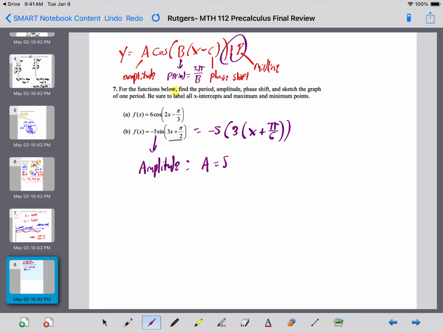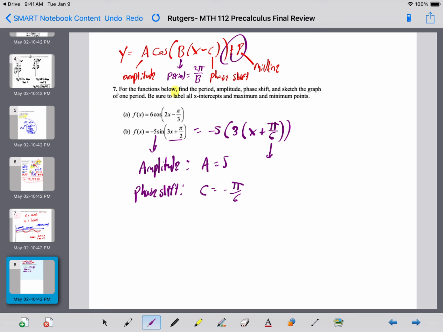So, again, we have our phase shift. In this case, it's negative pi over 6. So it's going to shift right. It's going to shift left because it's positive. So, phase shift is c equals negative pi over 6. Okay?